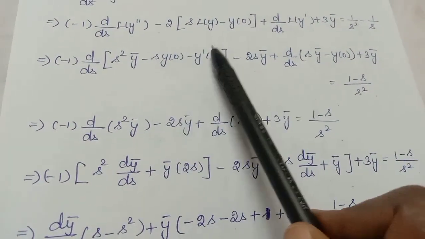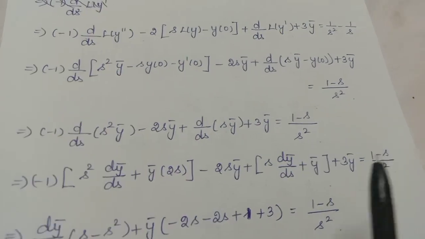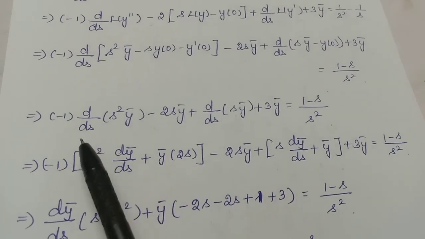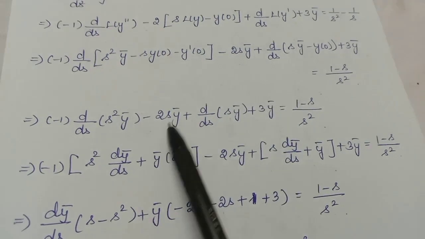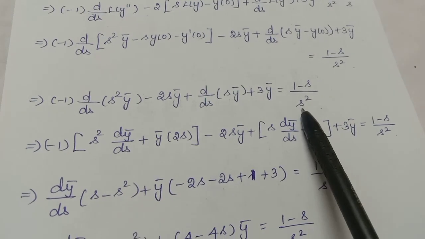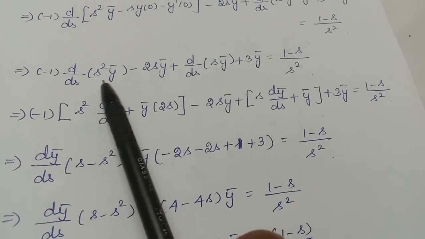Now all these y of zeros, y dash of zeros will get eliminated because they are all zeros, no? So no need to write. So minus 1 into d by ds of s square y bar minus 2sy bar plus d by ds of sy bar plus 3y bar equal to 1 minus s by s square. Now we want to differentiate this function.